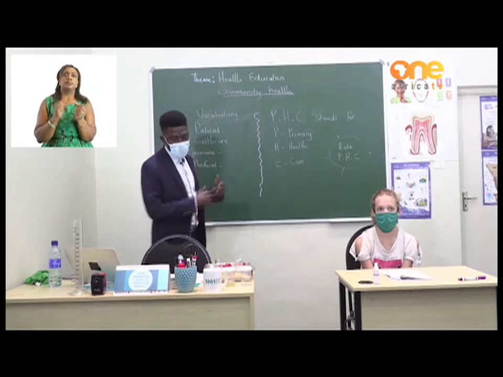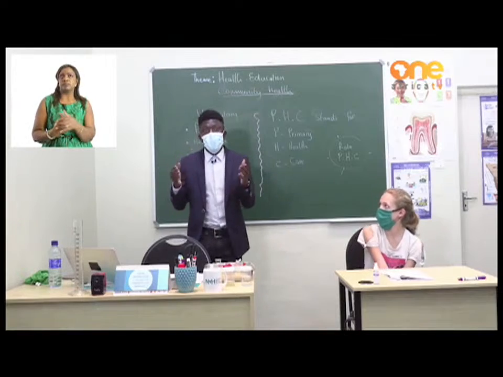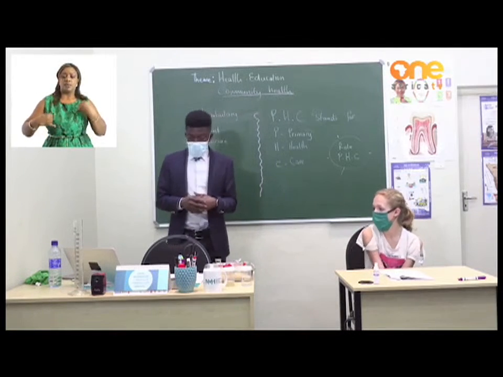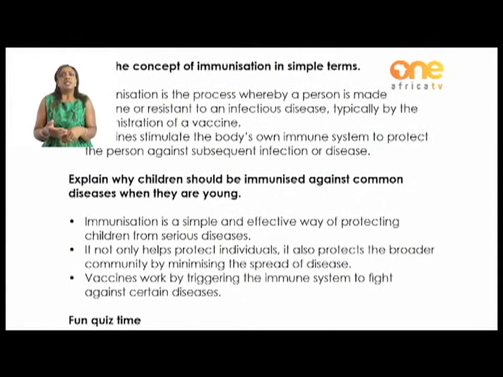Okay, I spoke about immunized against diseases. So some kids out there sitting at home are wondering, what is immunized? Right. Here it says, explain the concept of immunization in simple terms. So I'm going to go through it with you at home. I hope you are watching and really following. Right. Immunization is the process whereby a person is made immune or resistant to an infectious disease, typically by the administration of a vaccine. What does this mean?